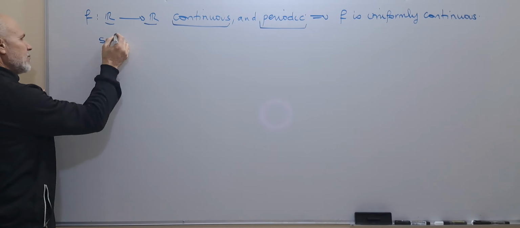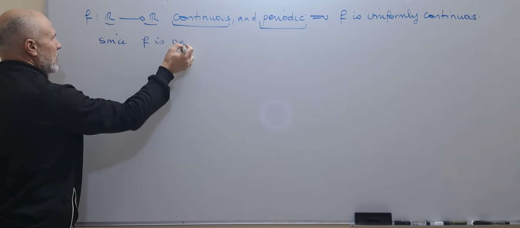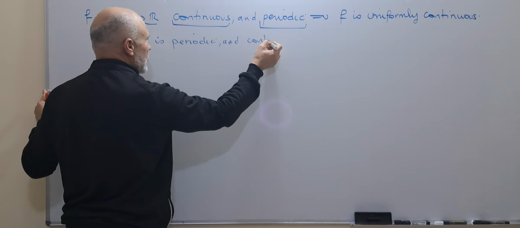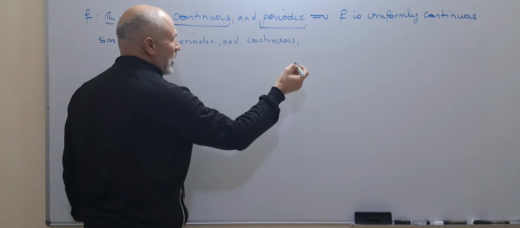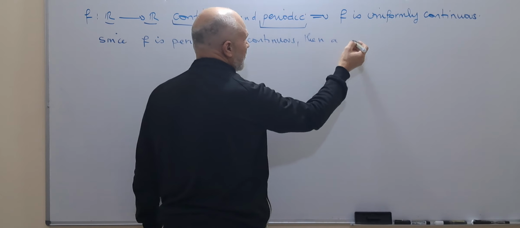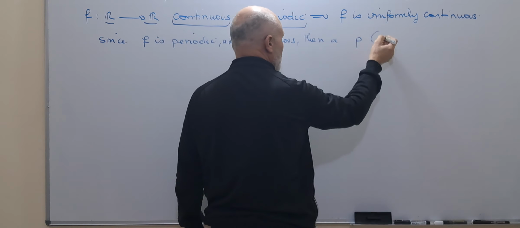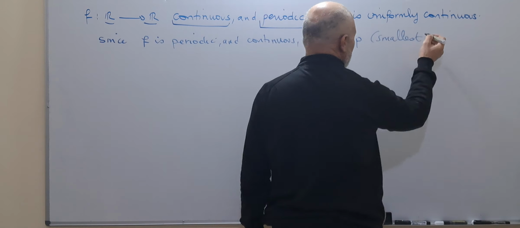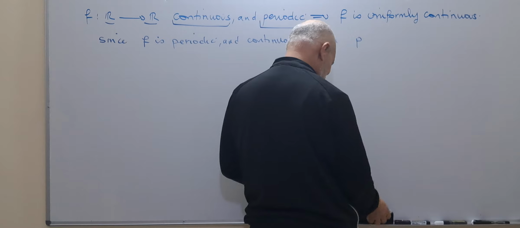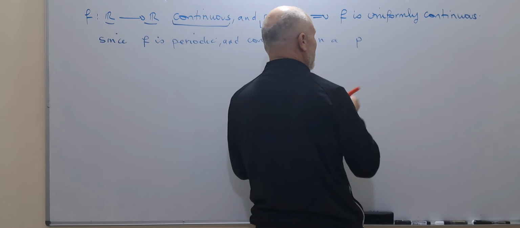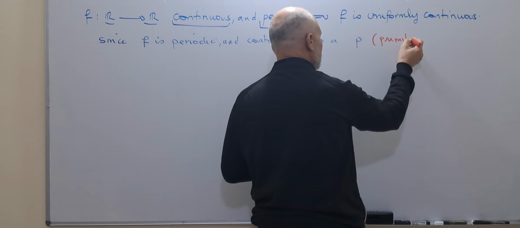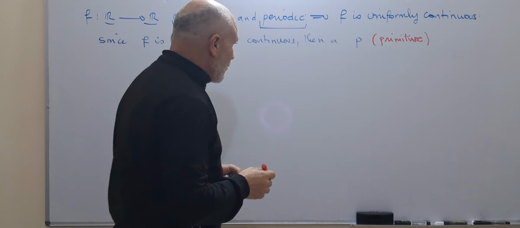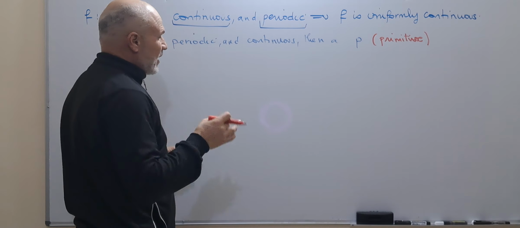Since f is periodic and continuous, a period T, which is the smallest one, called the primitive period, exists. Anyway, a period exists since it is periodic.